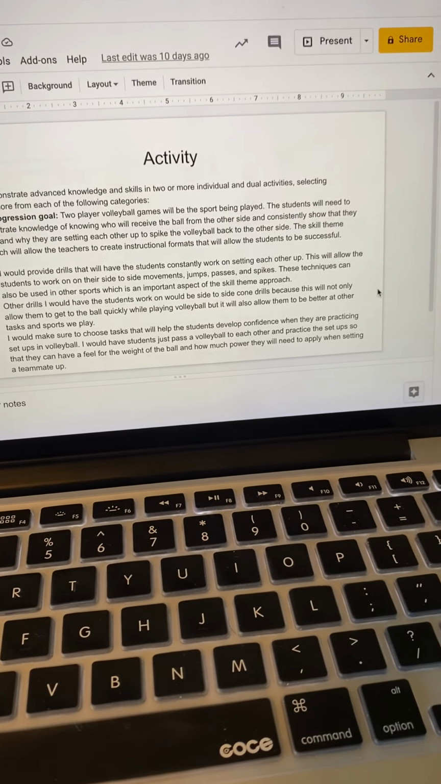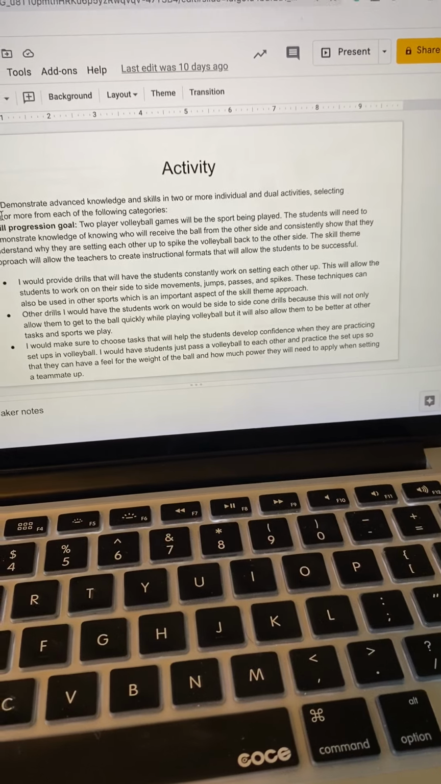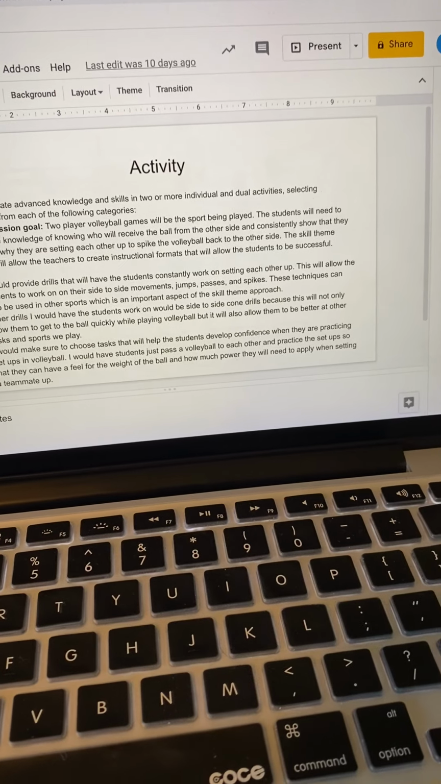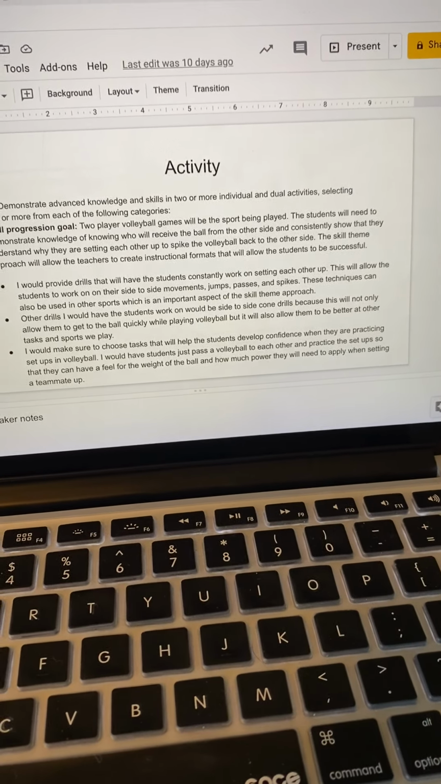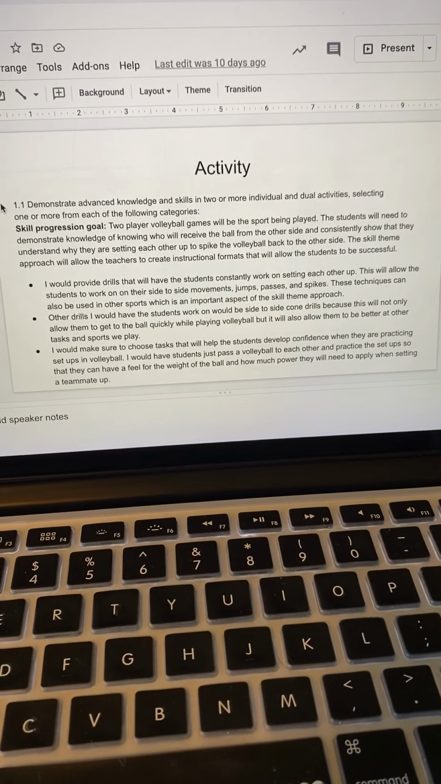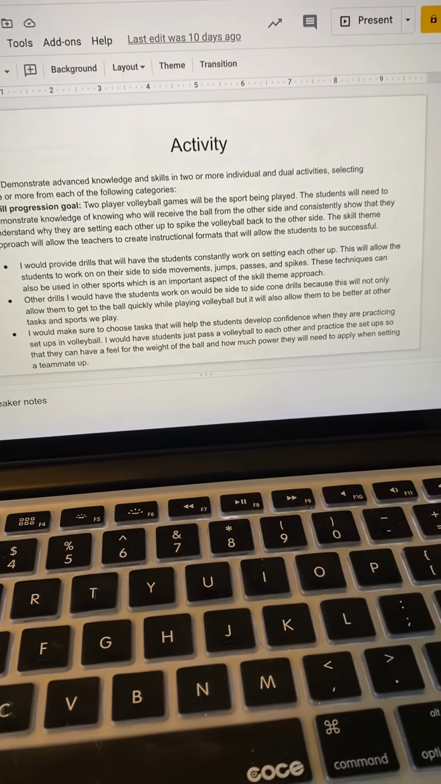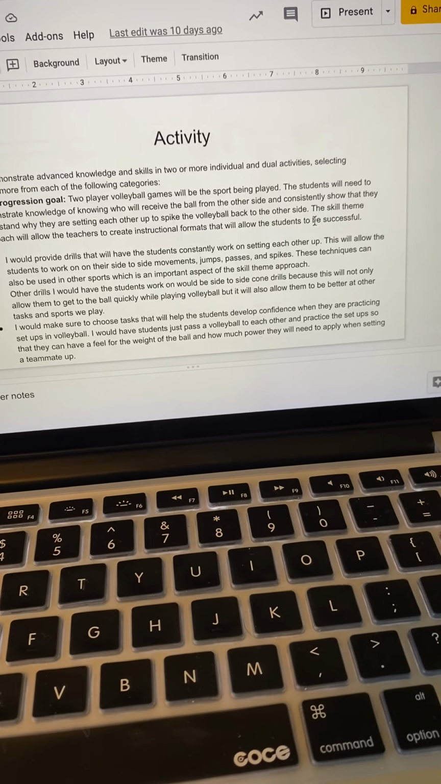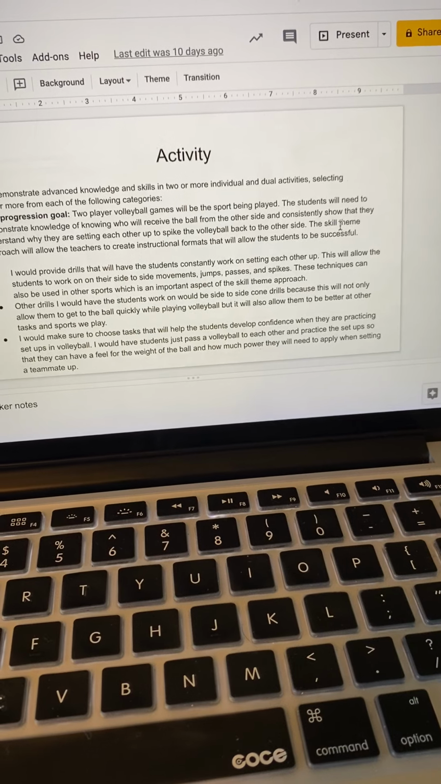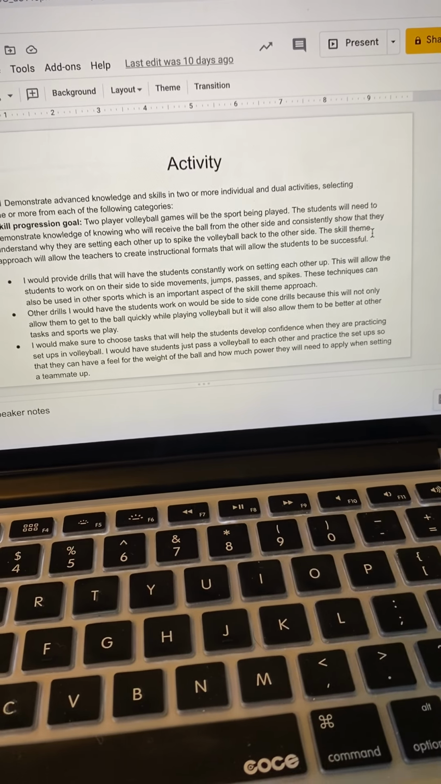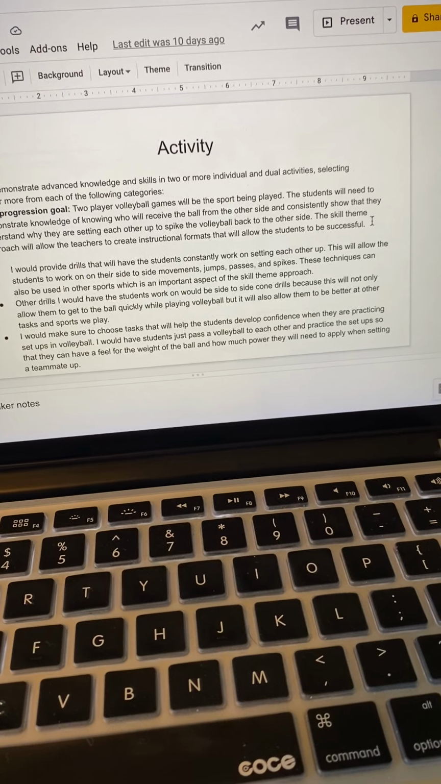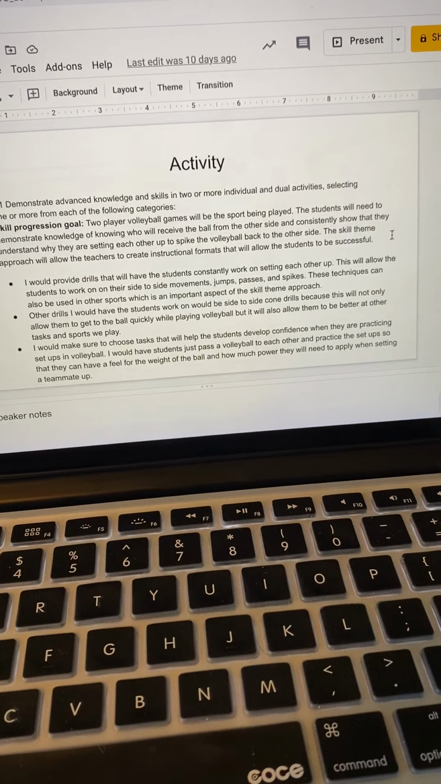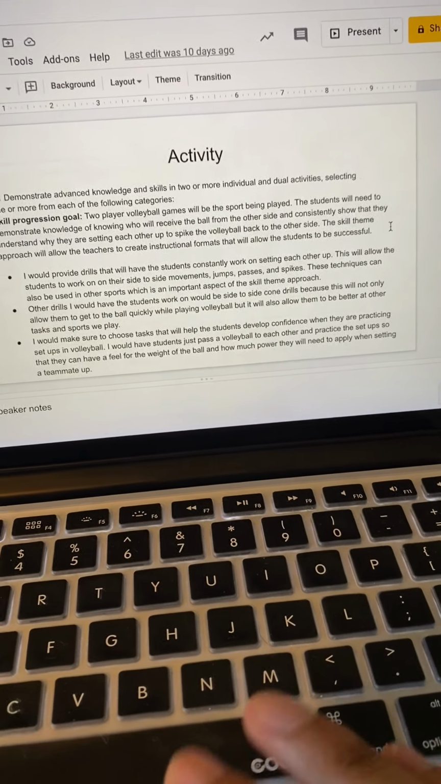Now for the activity, I chose 1.1, demonstrate advanced knowledge and skills in 2 or more individual and dual activities, selecting 1 or more from each of the following categories. The skill progression goal: 2-player volleyball games will be the sport being played that I chose from the book. The students will need to demonstrate knowledge of who will receive the ball from the other side, from the server, and constantly show that they understand why they are setting each other up and how to set each other up.